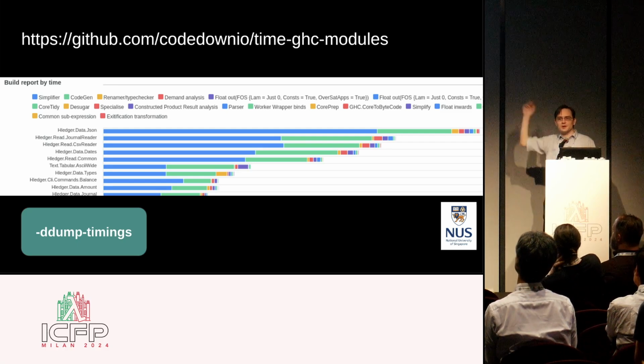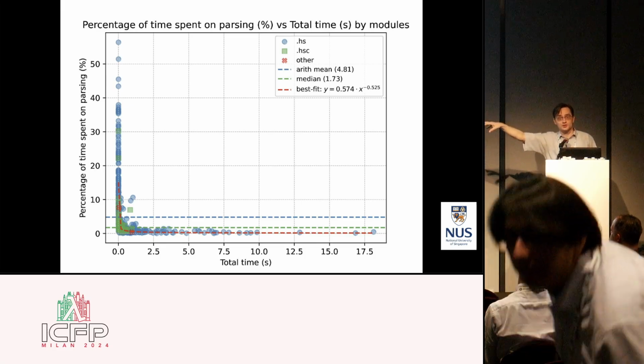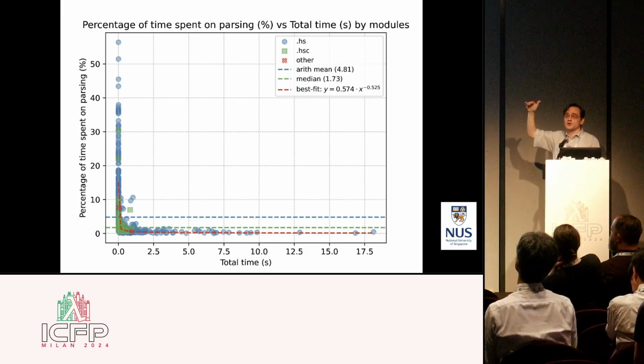Now, of course, looking at it this way is a little bit difficult to get good statistics, so we did a little bit more data processing, and we were able to collect data on the 20 most depended upon packages within Hackage, and we were able to get these results. And you can see pretty quickly that for small modules that compile quickly, parsing does represent a significant amount of the time, but for larger ones, it's a much, much less amount of time.